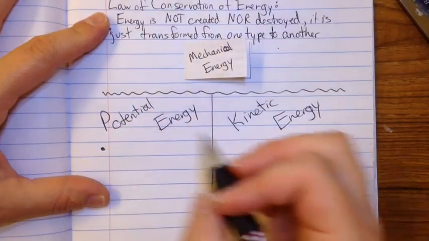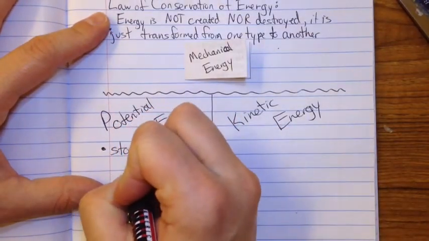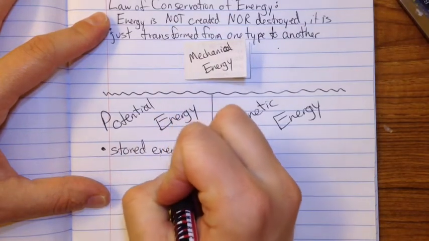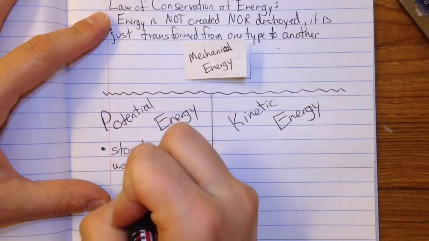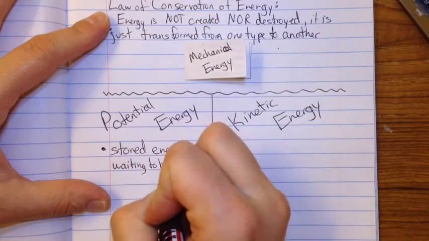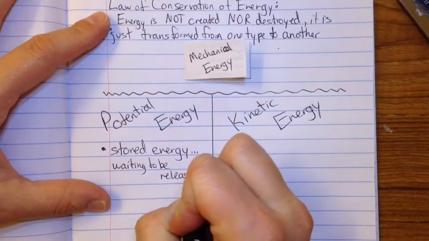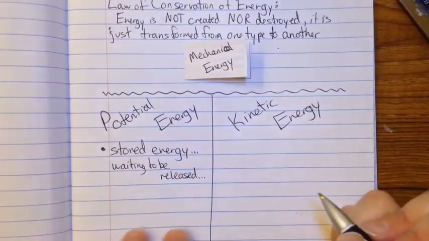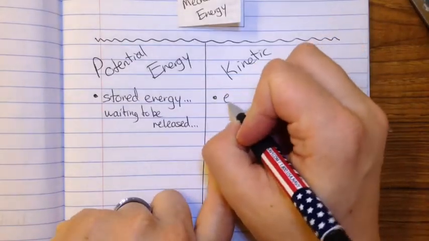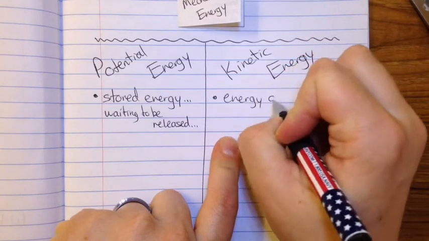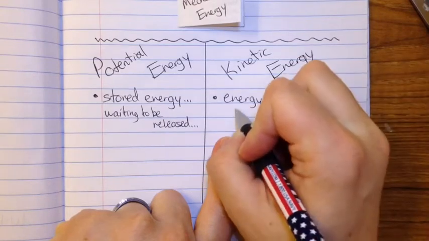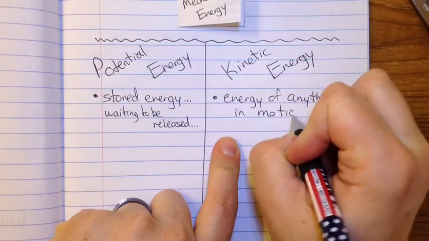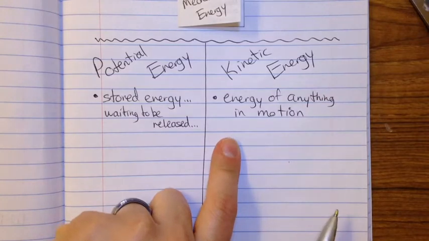So what is potential energy? It is stored energy. Okay? It is waiting to be released. Kinetic energy is the energy of anything in motion. So if it's moving, we've got kinetic energy.